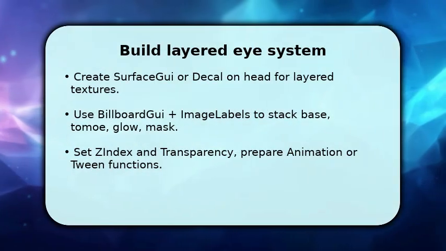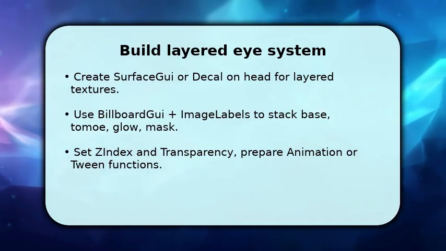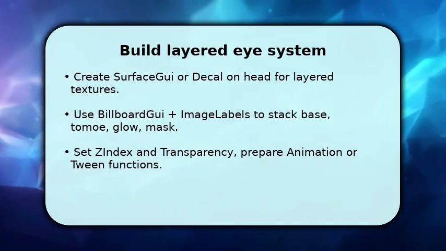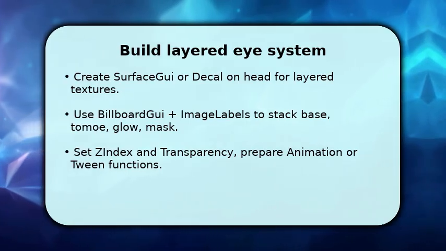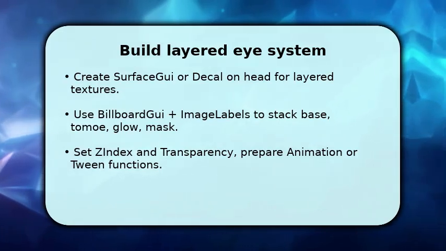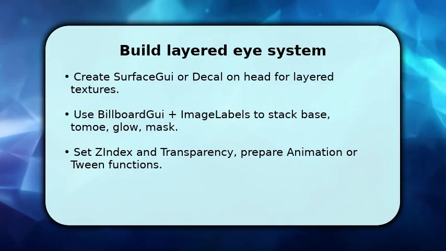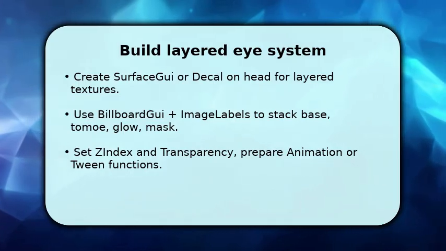Now you assemble the layered eye system that makes the effect convincing. Add a billboard GUI or surface GUI attached to the head, then create image labels for base iris, each Tomo layer, and the glow mask. Stack them with Z-index and set default transparency.